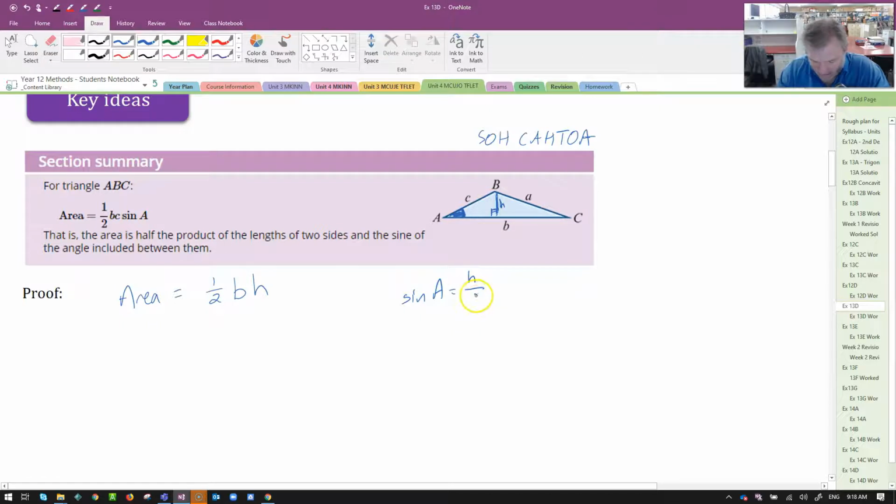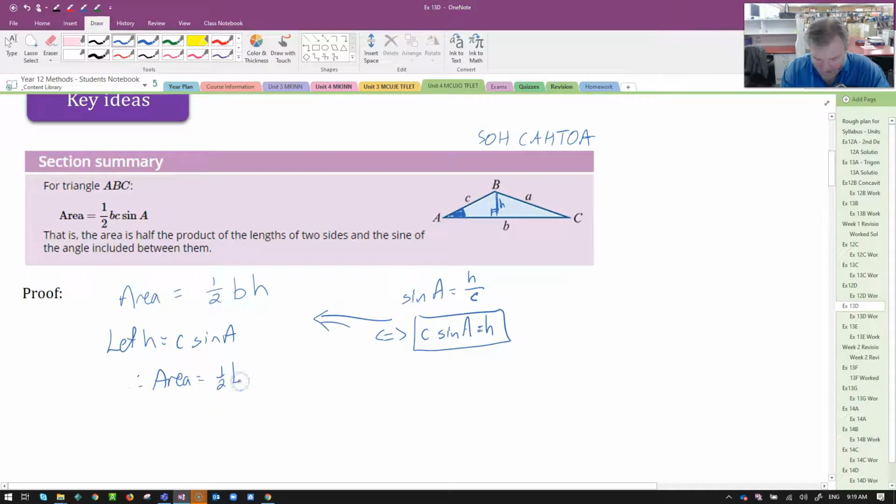Which is equivalent to c multiplied by sine A equals h. So if I make that substitution into this original equation, I'm going to say let h equal c sine A. I'm now going to have the area equals 1/2 B C sine A. And there you go, you've proved it already.